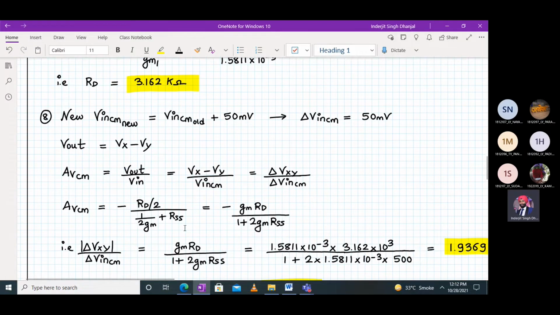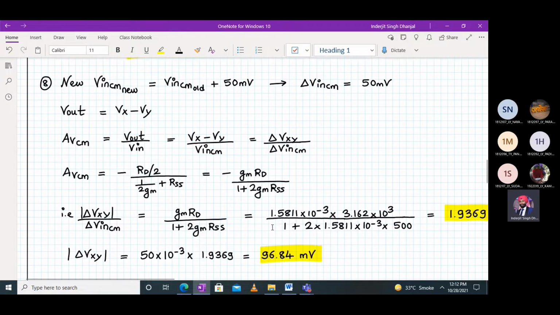Okay, and we have derived this formula just a few minutes ago, that the common mode voltage gain is given by minus RD divided by 2, the whole divided by 1 upon twice GM plus RSS. So we can simplify this further. Your voltage gain formula becomes minus GM into RD divided by 1 plus twice GM into RSS. So that means mod of delta Vxy divided by delta Vin,CM is equal to GM RD upon 1 plus twice GM RSS.